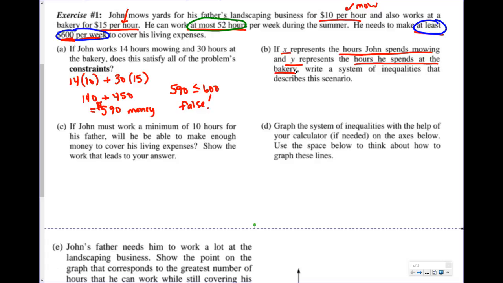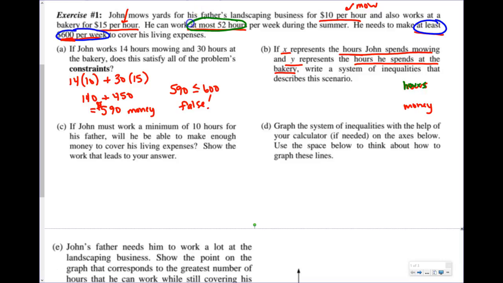So we're going to make two equations. One equation talks about the constraint on the hours he has to work, and another one on the constraint on the money. So your two equations talk about the constraints. He has to make at most 52 and at least 600. So the first equation, let's do the hours. I'm going to make that green because that's what I had circled. So let's talk about the hours.